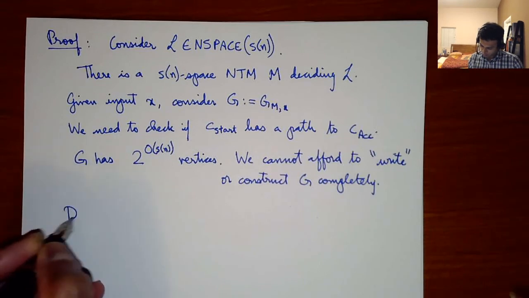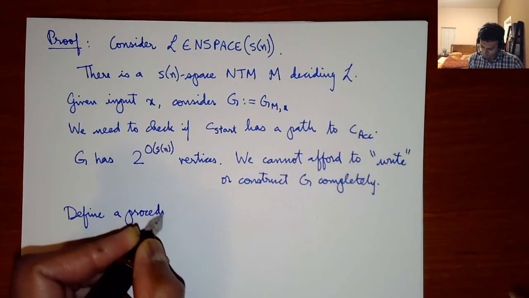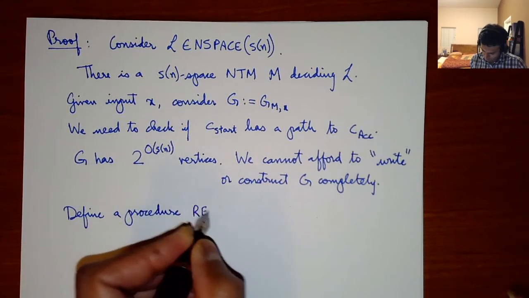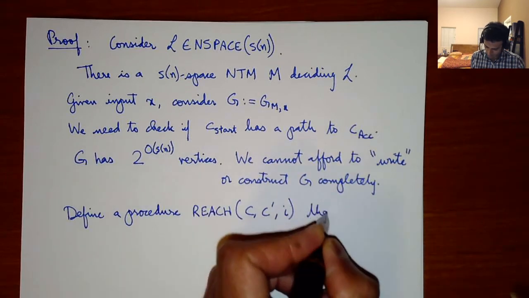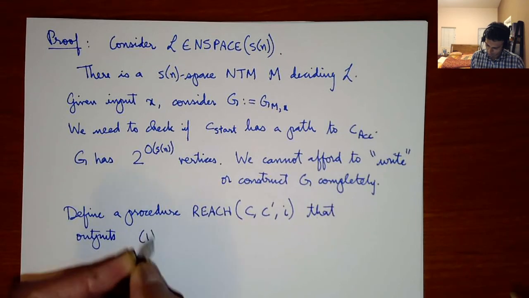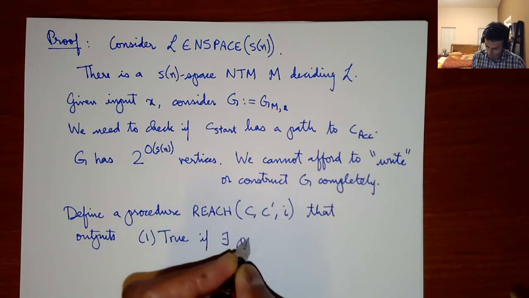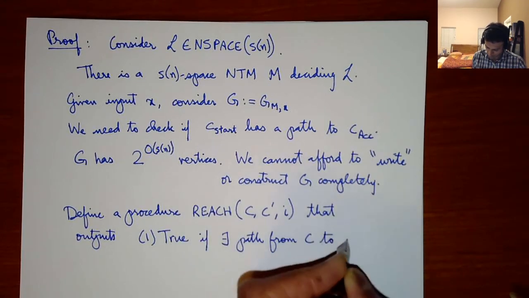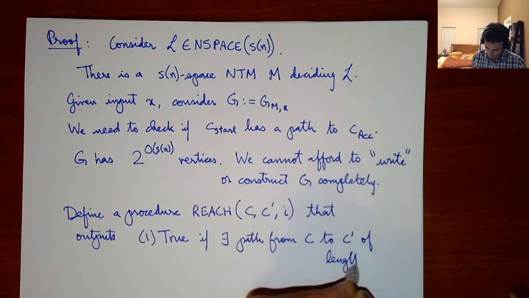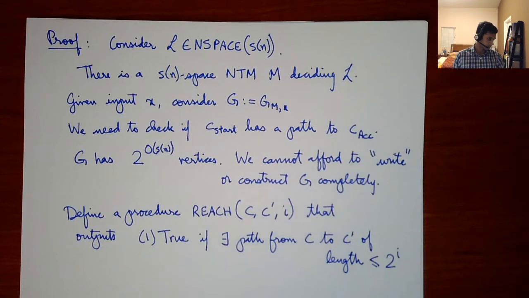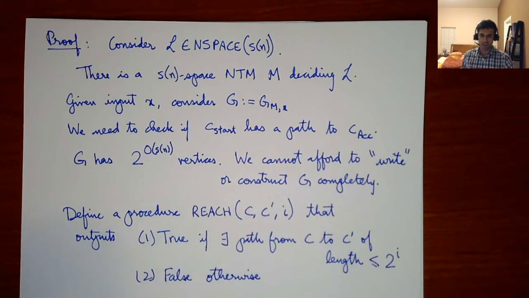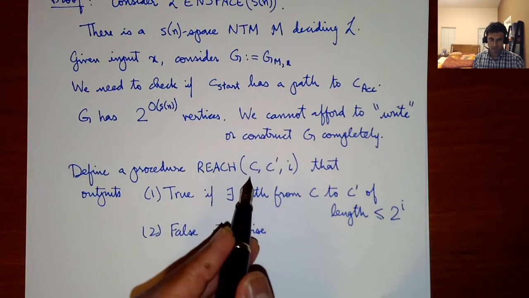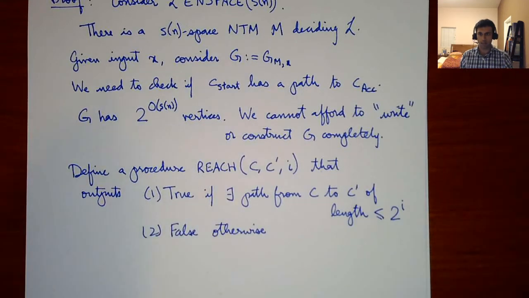So Savitch gave a clever recursive idea. Savitch said, let's define a procedure reach(C, C prime, i) that outputs true if there exists a path from C to C prime of length at most 2 to the i, and false otherwise. This is just a Boolean procedure that says true or false. Can you reach C prime from C? Can you go from C to C prime in 2 to the i steps in this graph?